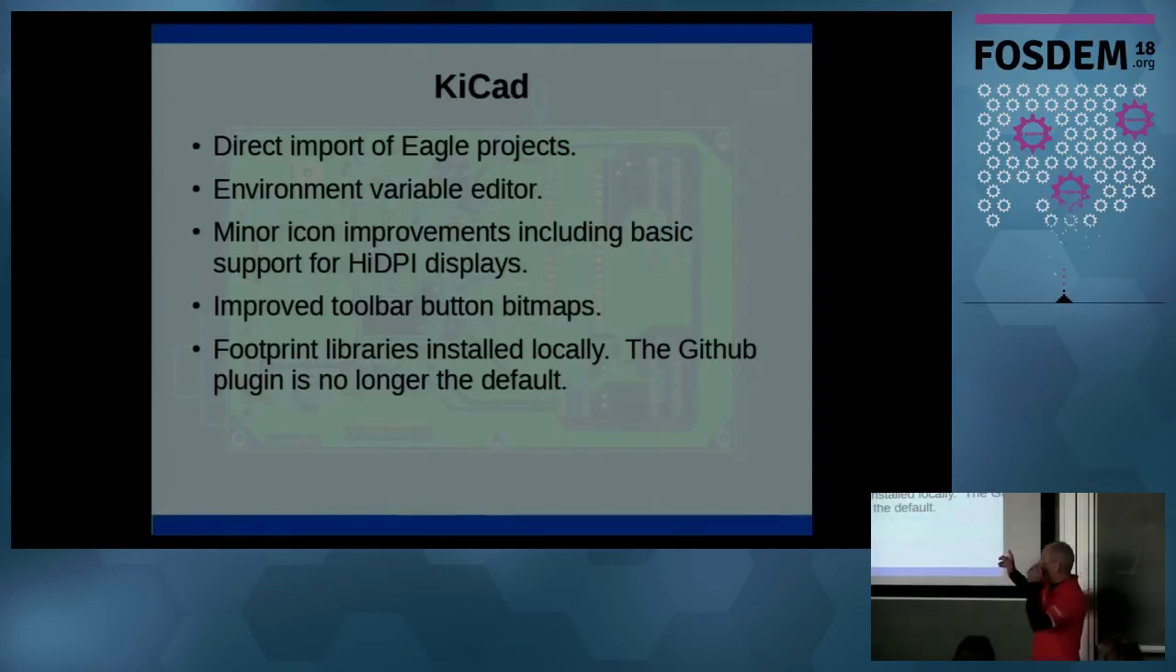One other change that's going to happen with V5 is that the GitHub plugin, which we currently use, will no longer be the default. The footprint libraries will be installed on your hard drive locally. You can still use the GitHub plugin, but if you're interested in the newer footprints, you probably want to change your global footprint library table to point to the new footprints on your machine, because the GitHub libraries we're currently using are basically deprecated.